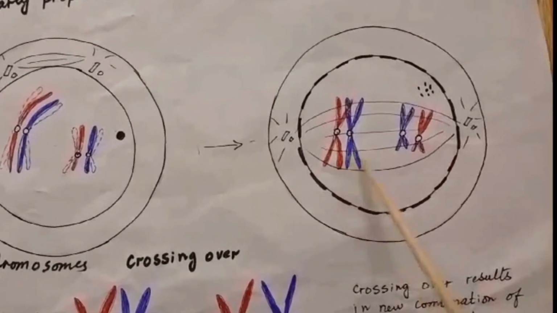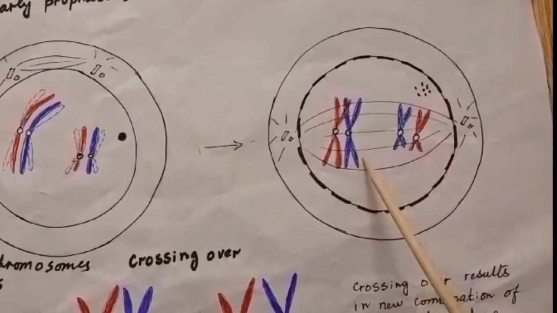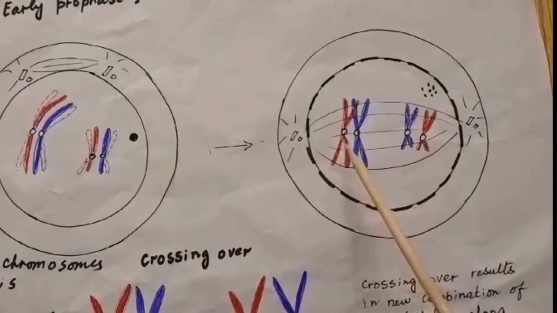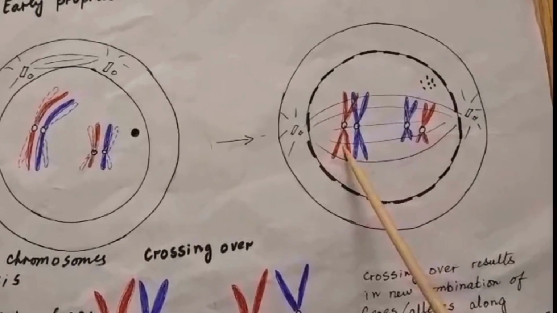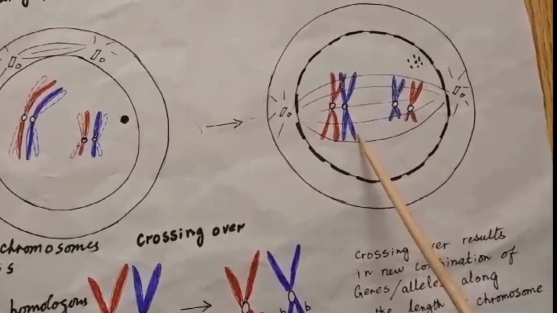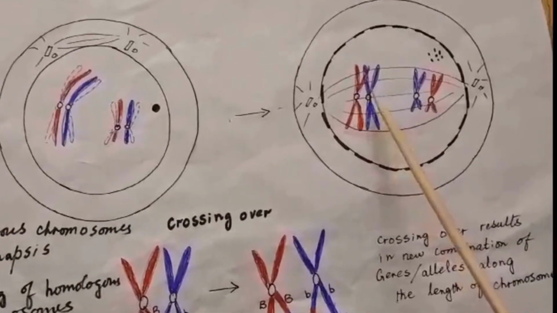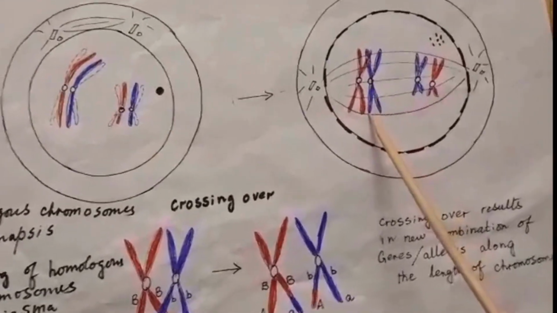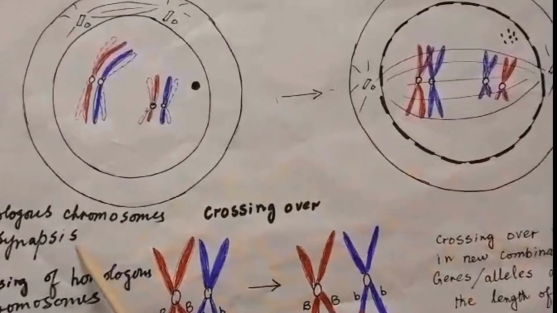The homologous chromosomes are the chromosomes which are similar to each other. In the homologous pair of chromosomes, one member of the pair comes from one parent and another member of the pair comes from another parent. The homologous chromosomes start pairing up along their length, and this pairing up of homologous chromosomes is called synapsis.